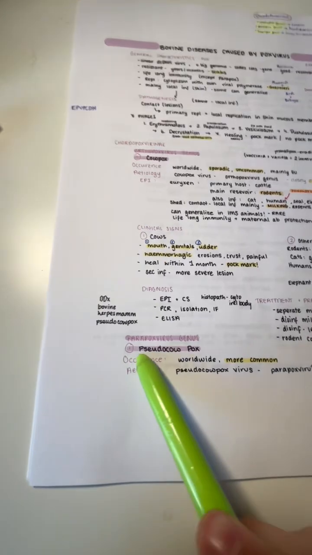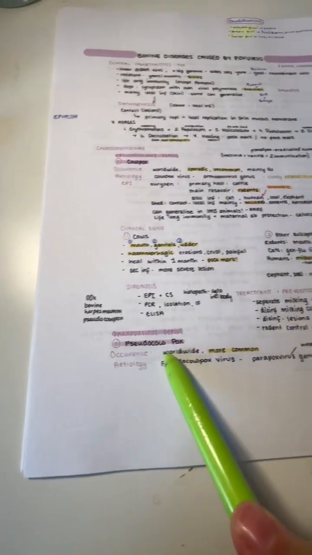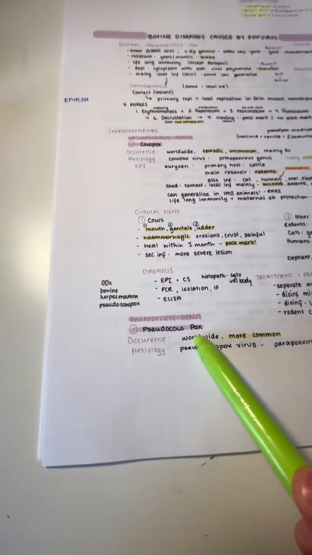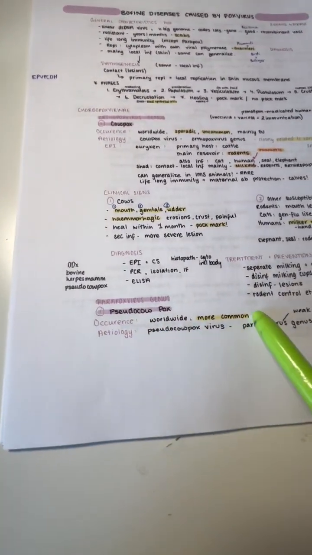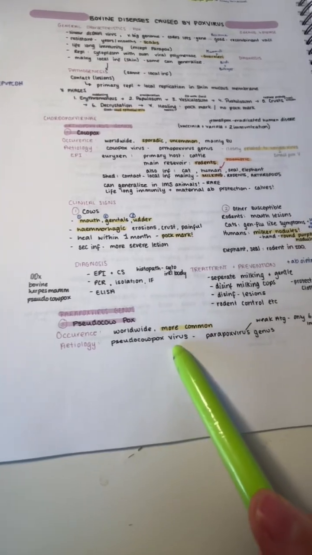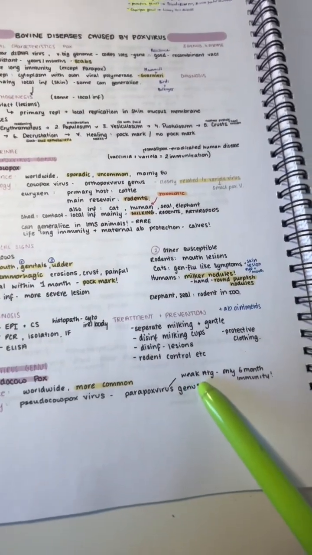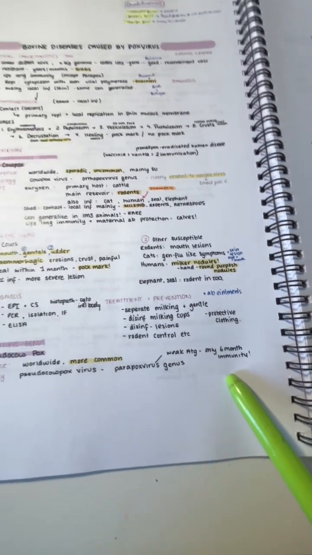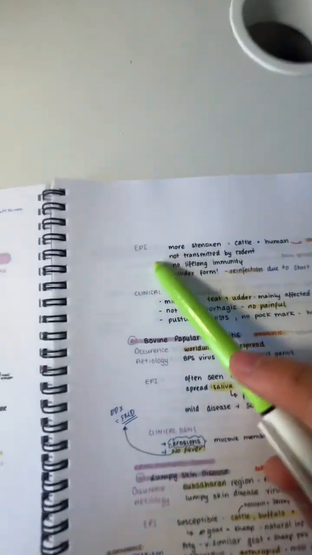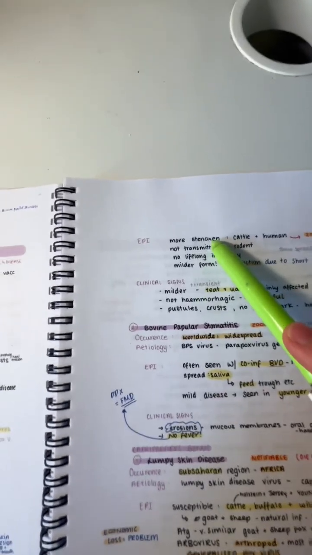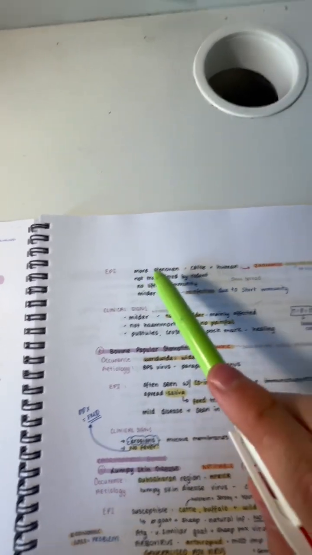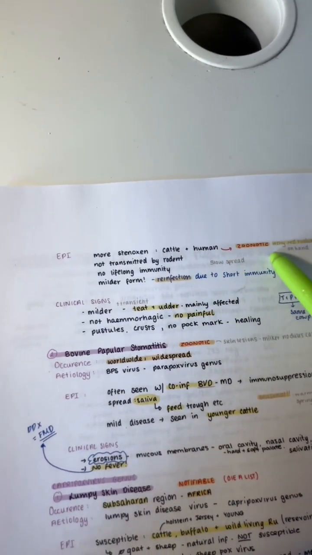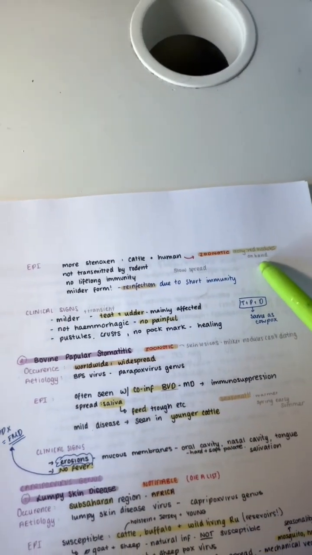So the next genus is the Parapox genus, and it has pseudocowpox and also bovine papular stomatitis. So pseudocowpox, the occurrence is worldwide, it's more common. The etiology is the pseudocowpox virus. It is a big antigen, and animals that are vaccinated only have 6 months immunity, so vaccines have to be given every 6 months. For the epidemiology, it's more synoxenic as opposed to the cowpox virus, which is uroxenic. The pseudocowpox virus affects cattle and humans, and it's zoonotic. It has itchy red nodules on the hands.